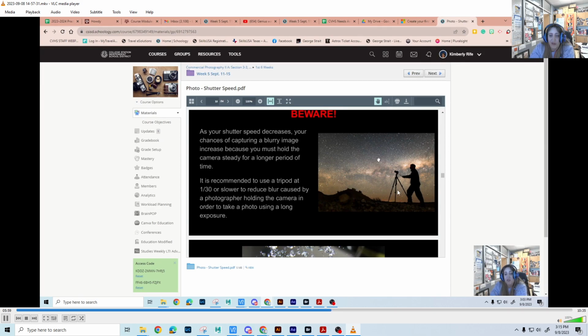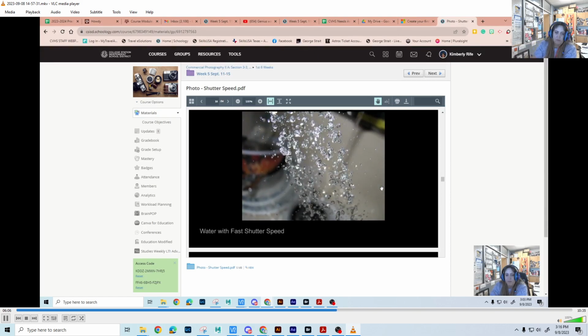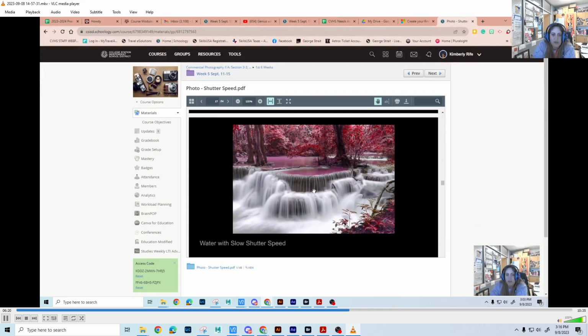He's obviously using a tripod because he can't stand there for that very long period of time just holding the camera. This is water with fast shutter speed, so you can see all the droplets there everywhere. This is probably one of the reasons why I love fast shutter speed. It takes really awesome photos that make you see things in a different way.